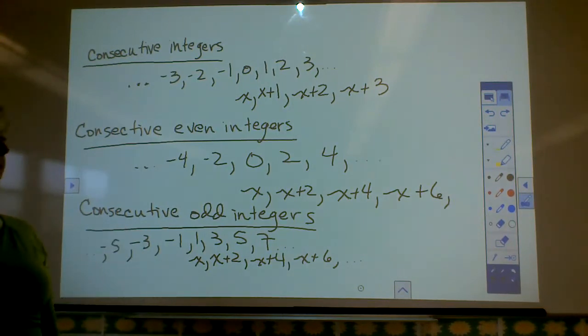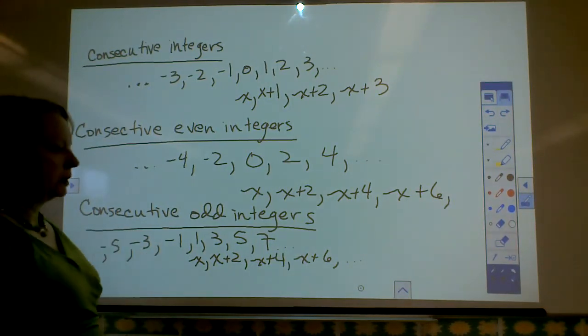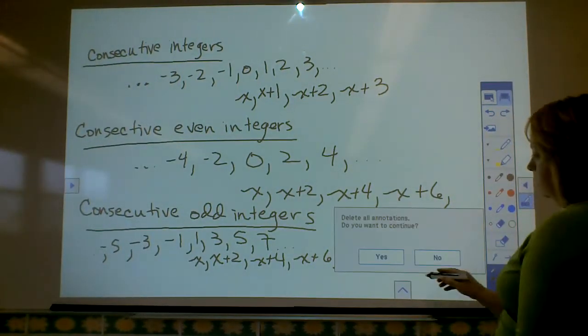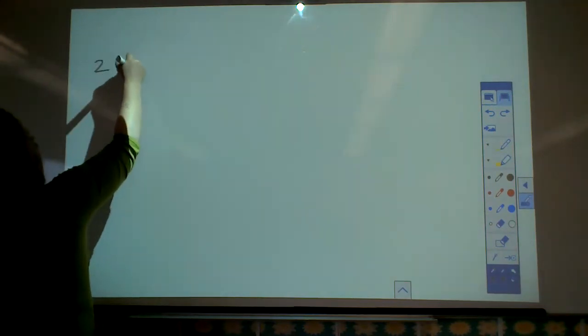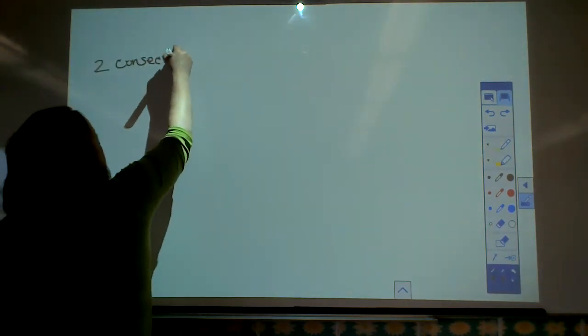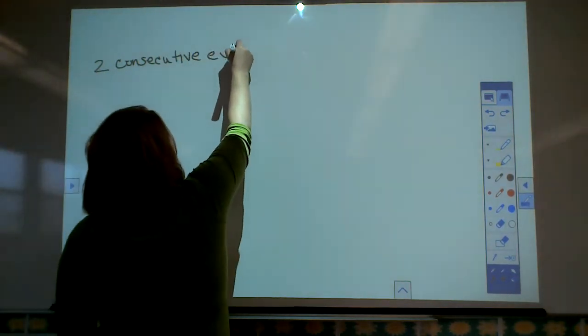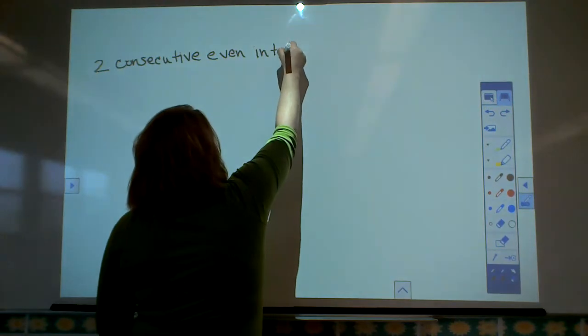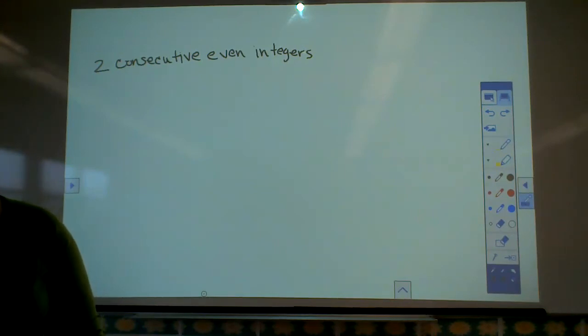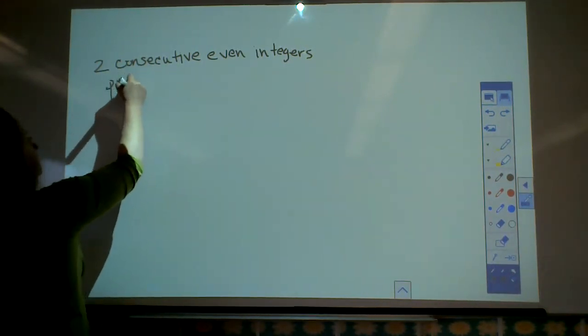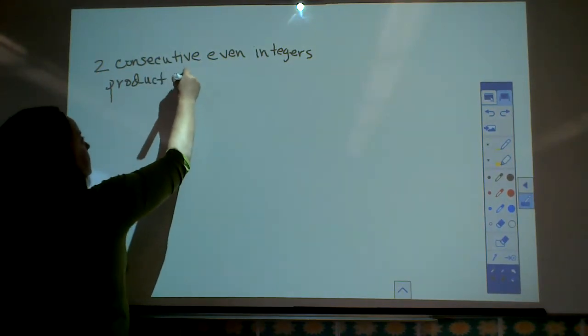So let's look at a problem and how to set it up and what you're going to encounter on your homework here. So you're going to get a problem like this. It'll say find 2 consecutive even integers with a product of 624. So they want 2 consecutive even integers, and the product of those integers is 624.